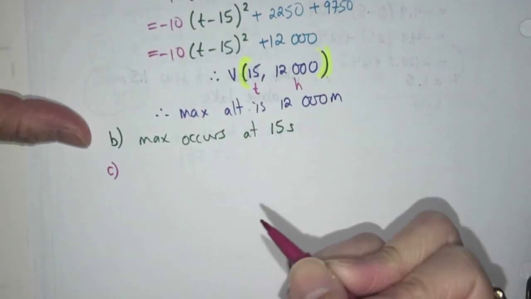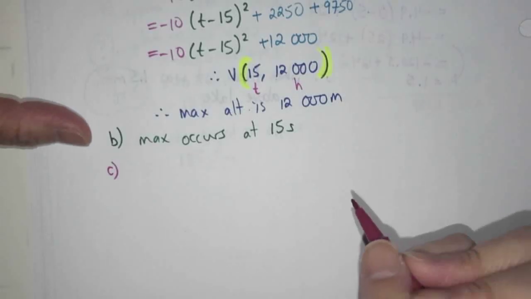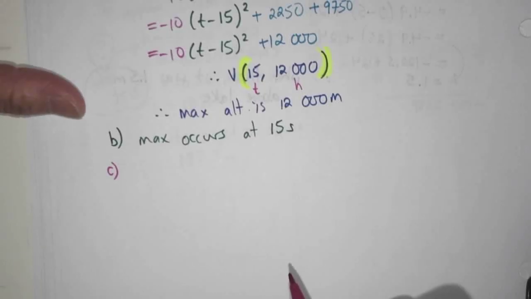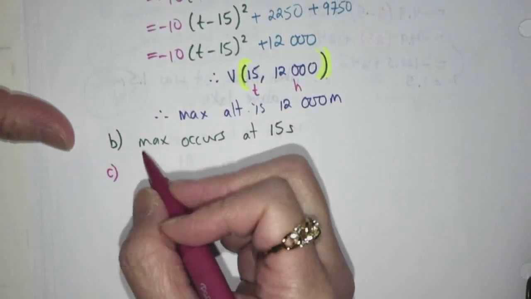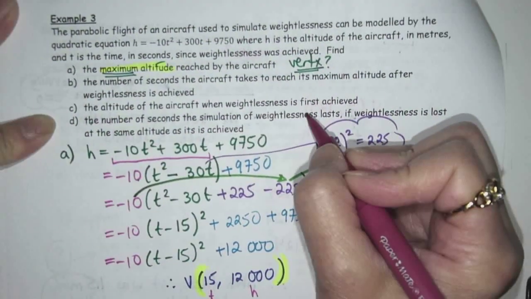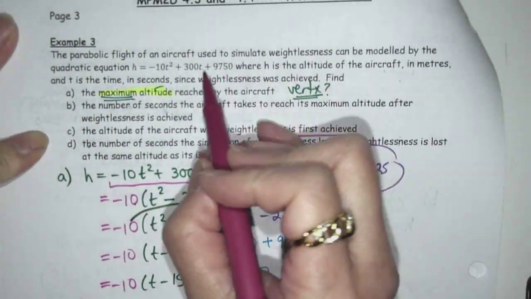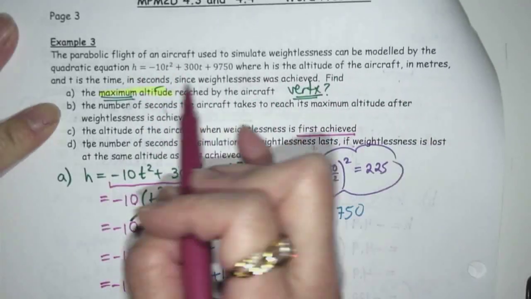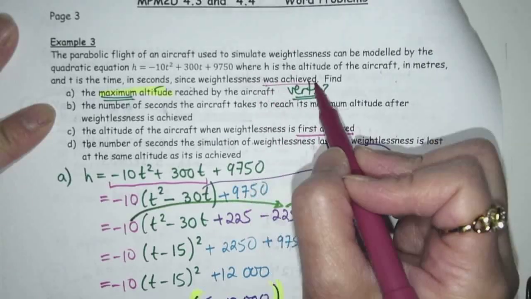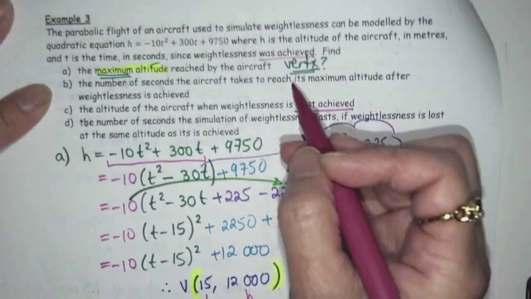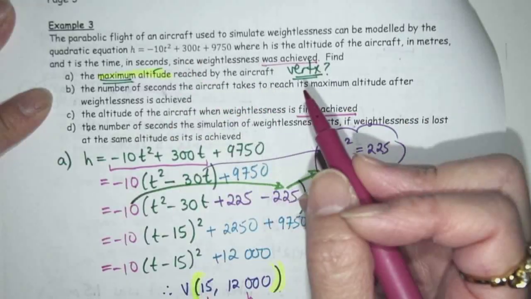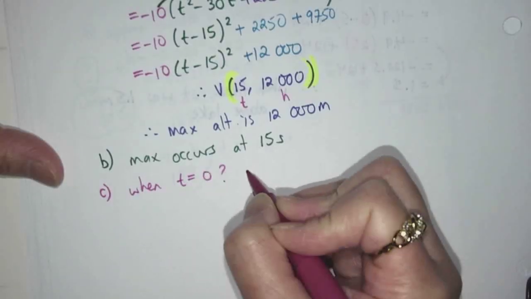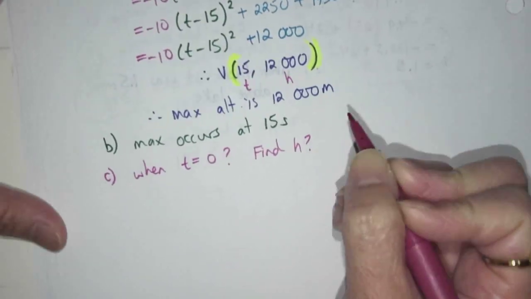For C, it says the altitude when weightlessness is first achieved. They're asking when it was first achieved. When we use this equation, h is the altitude since weightlessness was achieved. So that's at the beginning of it. So first achieved would be when t equals 0. So when t equals 0, find h, the altitude.